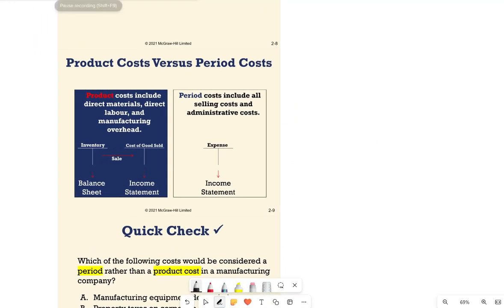Now we're going further in the cost. We have a product cost. We already know that you have a direct material, direct labor, and manufacturing overhead cost. What we need to do is move these costs to the income statement. When do we move them to the income statement? We move them to the income statement when we sell the product, when we sell the inventory. And then we have a period cost. This period cost includes all selling costs and administrative costs. So they are expenses. If they're expenses, they will be moved to the income statement.